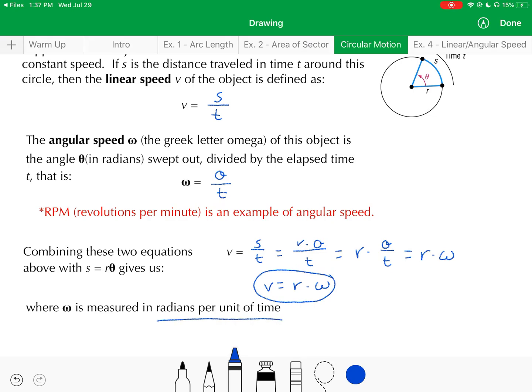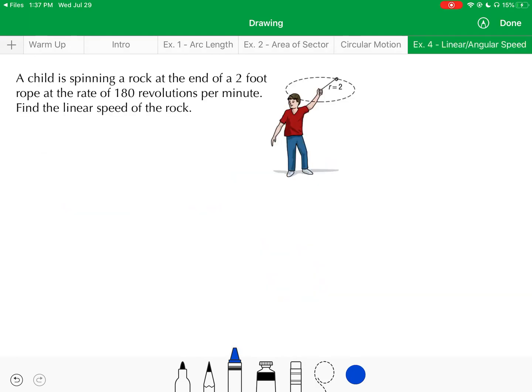Now, in order to utilize this formula, notice that your angular speed has to be measured in radians per unit of time. All right, so let's apply these concepts to this final example. We have a child spinning a rock at the end of a 2-foot rope at the rate of 180 revolutions per minute. This rock can be said to be in circular motion.